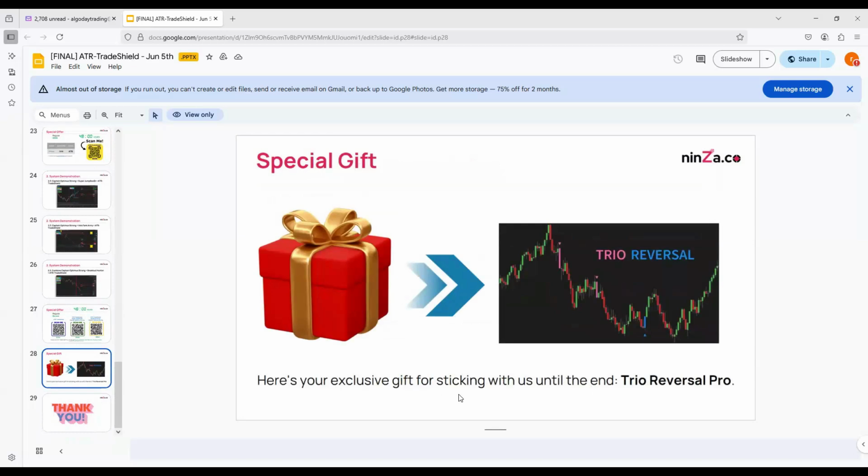Trio reversals. That's cute. Yeah, so this is the gift. I'm trying to think if I ever traded this one. I don't think I did. This, I guess, has to do with the candlestick pattern for reversal. Interesting. Hey, it's a gift. Take it.